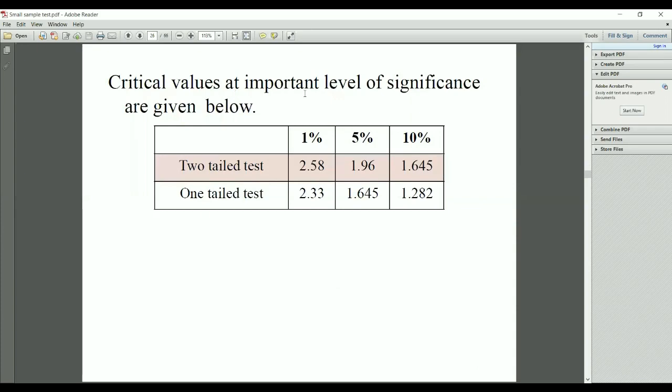So critical values at important levels of significance are given below. For a two tail test, for 1% it is 2.58, for 5% it is 1.96 and for 10% it is 1.645. If it is a one tail area, if we are considering that mu is greater than 170 or less than, then for 1% the value is 2.33, for 5% 1.645, and this is the level of significance alpha. These are the values for 5%, 1% and 10%.